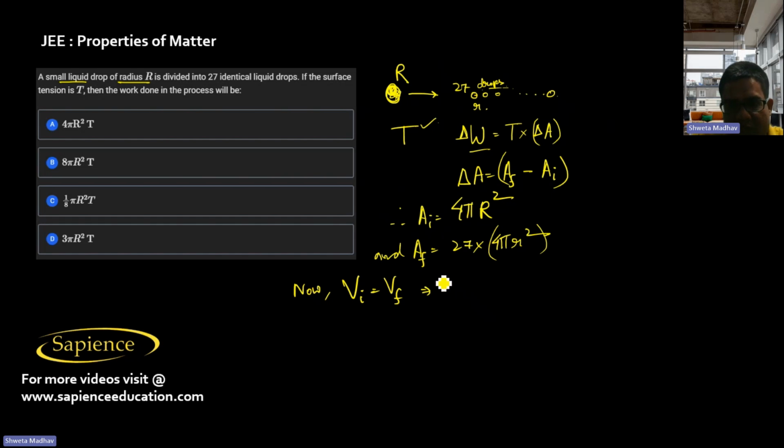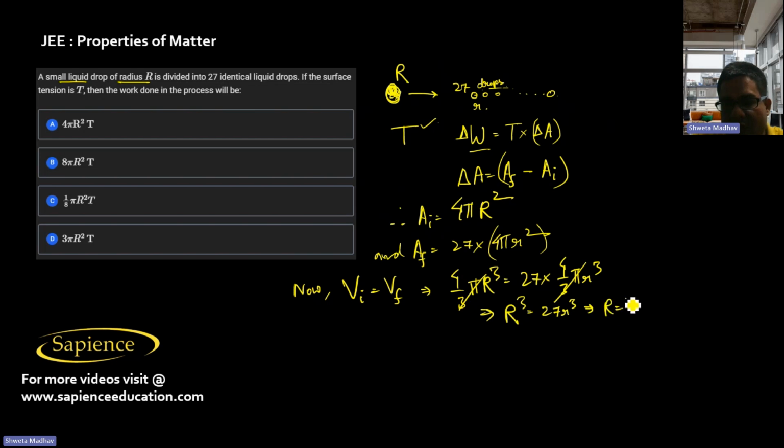So initial volume is 4 by 3 pi capital R cube, that is equal to 27 times 4 by 3 pi small r cube. 4 by 3 pi will cancel. So R cube equals 27 r cube, so that means R will be equal to 3r, since 3 cube is 27. So the small r is R by 3. Therefore the final area is equal to 27 into 4 pi into R square by 9. So 3 nines are 27, which is equal to 3 into 4 pi R square.